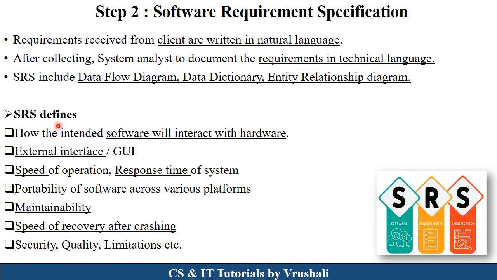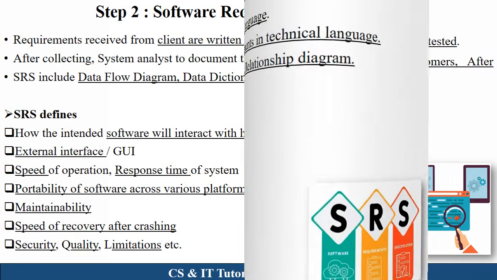Now, this SRS also includes software and hardware requirements related to the project, then the external interface GUI, how your product will look in future, their diagram, speed of operation, response time of the system, then portability, meaning the particular product works on different types of operating systems like Windows, Linux, so their portability features, maintainability, speed of recovery after crashing, security issues, quality, and some limitations. So all these things are included in the SRS.